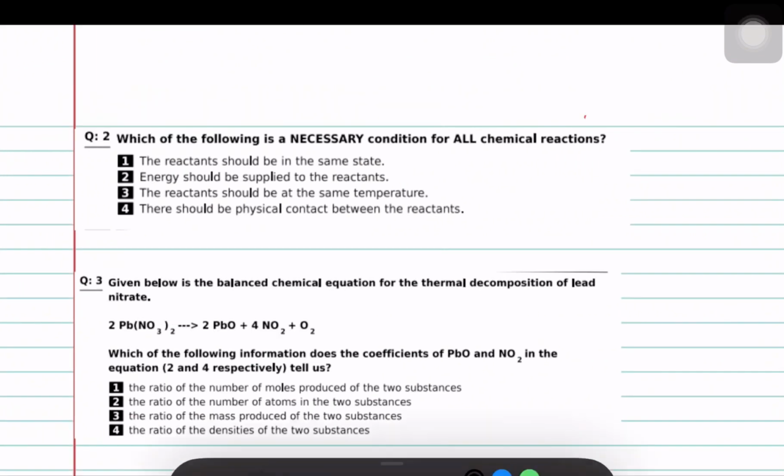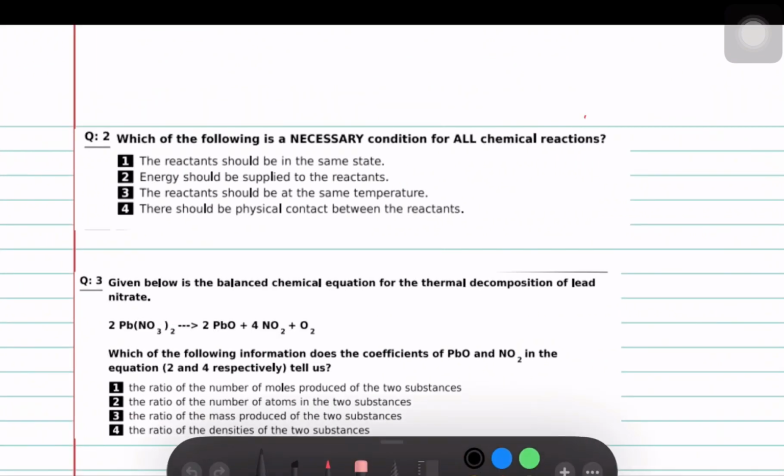Second question. Which of the following is a necessary condition for all chemical reactions? Let's look at the options. The reactants should be in the same state. Not compulsory. Because if you look at the reaction of iron with steam, iron is solid, steam is gaseous. They still react. So they don't have to be in the same state. So first cannot be the answer. Energy should be supplied to the reactants. Again, false. Because plenty of reactions occur at room temperature without providing any energy. So this is also wrong.